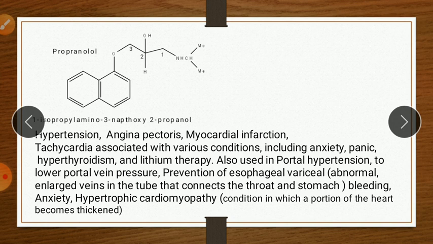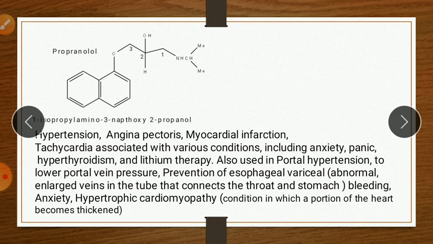Propranolol is also used in portal hypertension to lower the portal vein pressure. Portal hypertension means an increase in blood pressure in the portal vein. So it is also used for that purpose. Similarly, it is used for prevention of esophageal variceal bleeding, that is abnormal enlarged veins in the tube that connects throat and stomach.